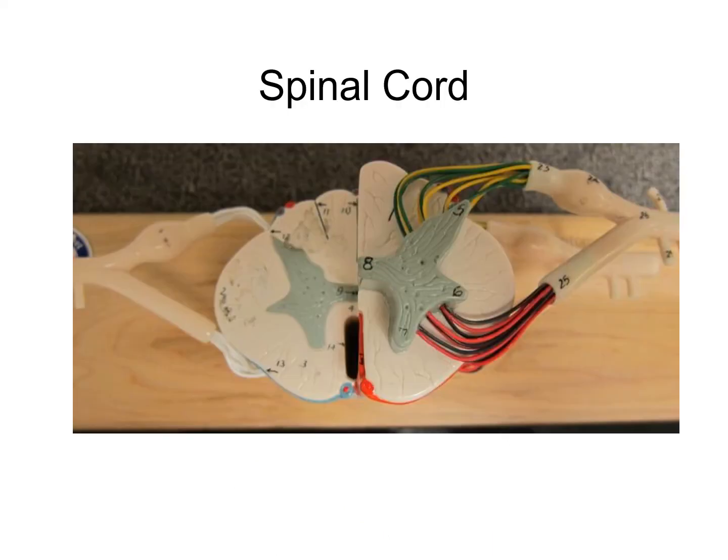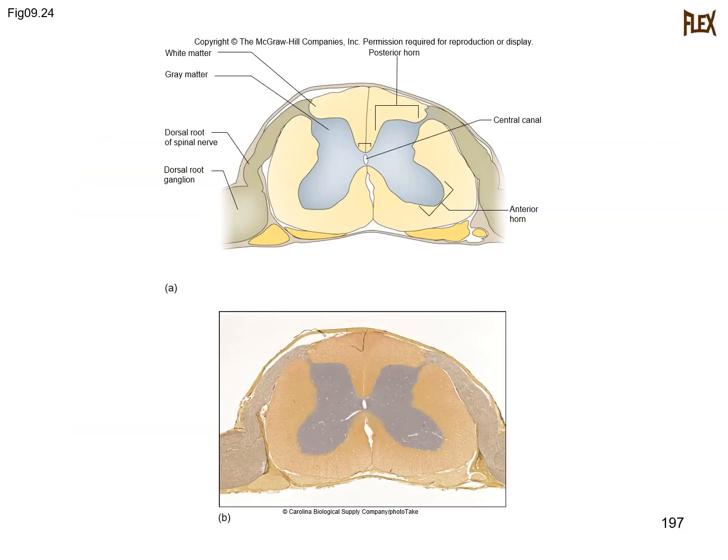Then we get to the spinal cord. With the spinal cord, the first thing is to look to where the gray matter connects to the outside. It's either going to connect or come very close. That is always going to tell you that this is the posterior or dorsal portion of the spinal cord, and this is the anterior or ventral portion.